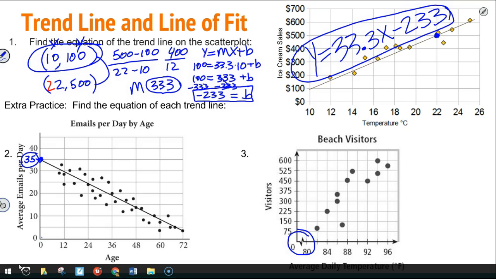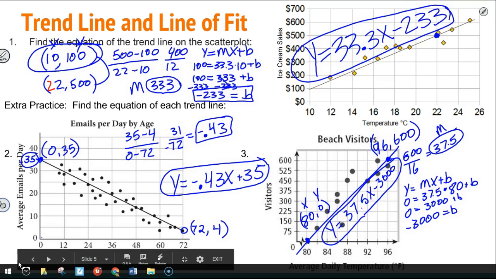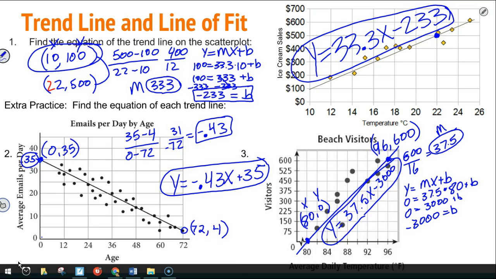2 and 3, I'll pause it, give you the answers, let you compare. Alright, number 2 and 3. Number 2 was fairly easy with the y-intercept being given to us. I know it's 35 because this is my y-axis. This is 0 for the x value. So, just get your 2 ordered pairs. There was an easy one right there, being the y-intercept. There wasn't really any other convenient spot to use.